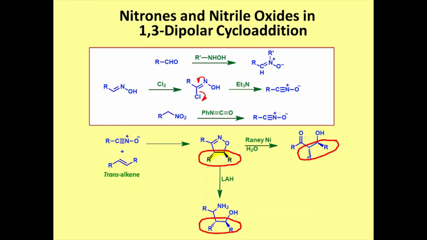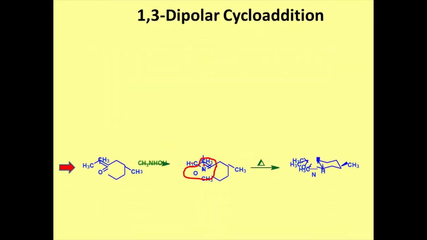So in all cases, you can see the relationship of the substituents remains the same even after the reductions and ring opening, and it can eventually lead to the formation of two important functional groups, the amino group and the alcohol group, that can be used for further functionalization or lead to different products. So these are very fascinating aspects of nitrones and nitrile oxides in 1,3-dipolar cycloaddition reactions. Now we will see a few examples.